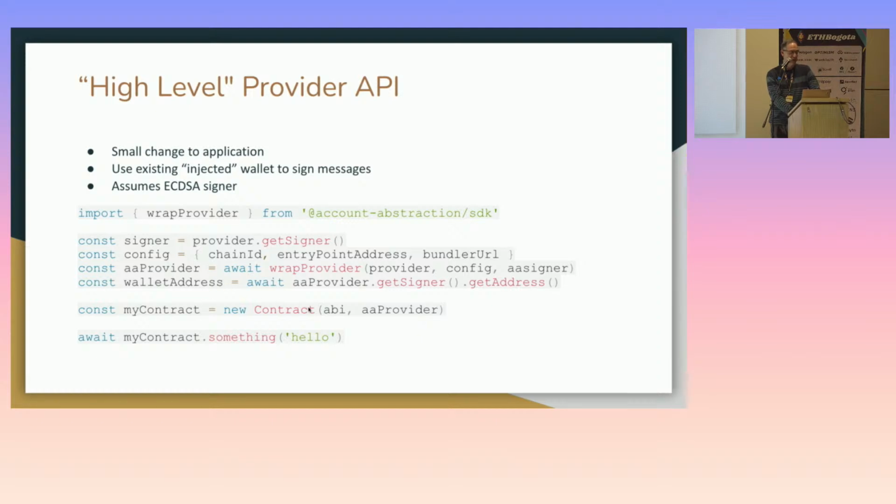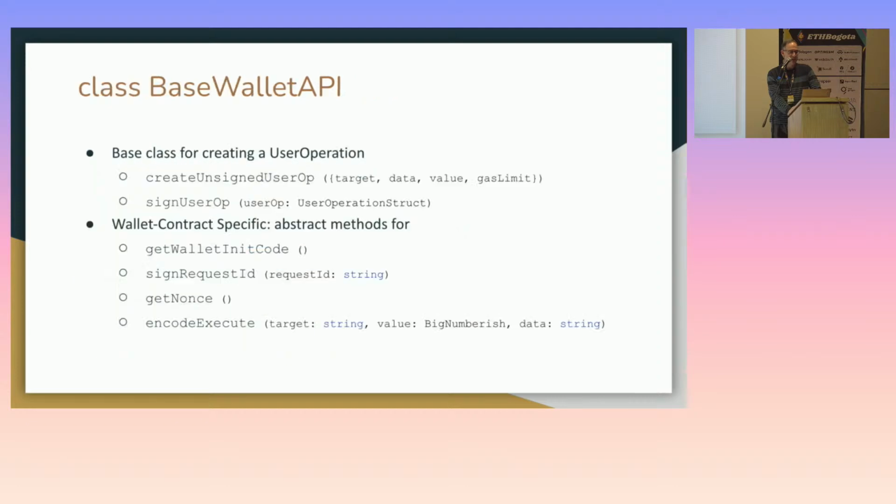And then I create a contract and call some method, and the method will get called. The first time the wallet is called, this method will also create the contract. The difference from a normal wallet, yes, is that it will take a little more gas because you need to deploy this contract just before making the call. This is the high-level API.